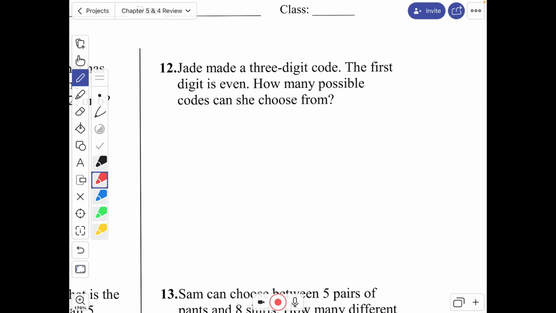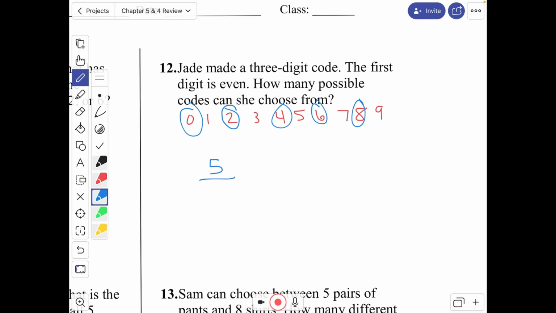Number 12. Jade made a 3-digit code. The first digit is even. How many possible codes can she choose from? Well, digits are 0, 1, 2, 3, 4, 5, 6, 7, 8, and 9. Those are the digits. How many of those are even? I circled 5, so 5 are even. So there's 5 possible digits to choose from on the first digit.